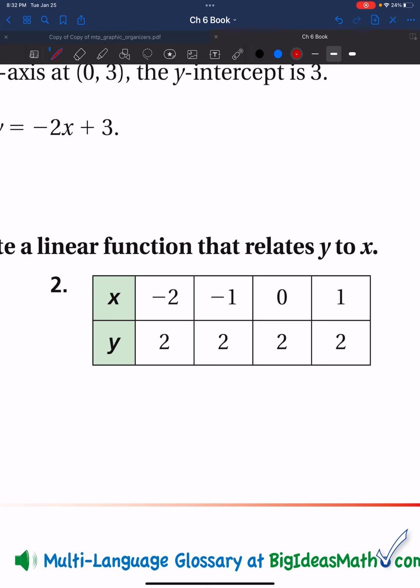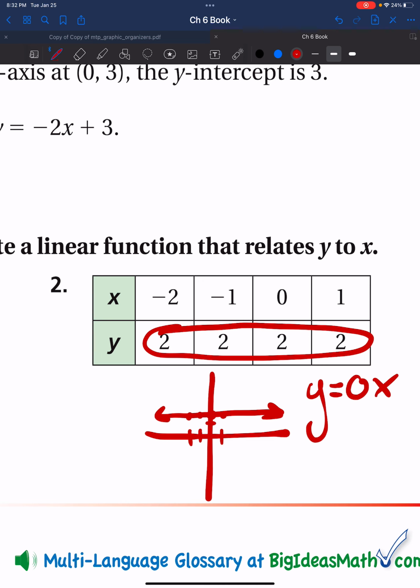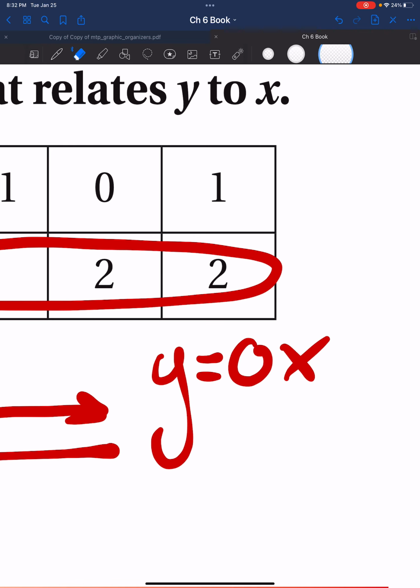Okay, so basically if you look at this and you see how all the y's are 2's, that means if I were to graph this, look at what this would look like. -2, 2, -1, 2, 0, 2, 1, 2. See how the line is completely flat? So I knew that's what it was going to look like because I got a 0 for my slope. Y equals, and I don't put 0x, guys. That would be silly because anything times 0 is just 0, right? So can I just erase it and say y equals 2, the y-intercept?